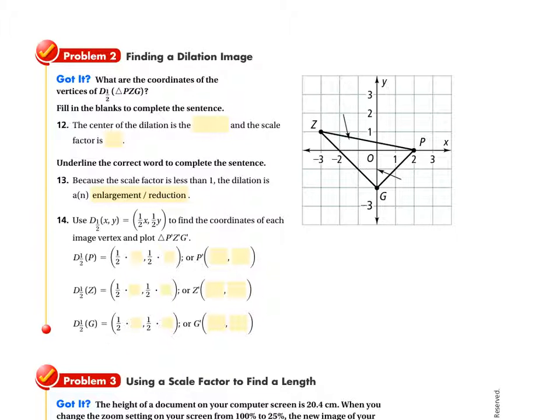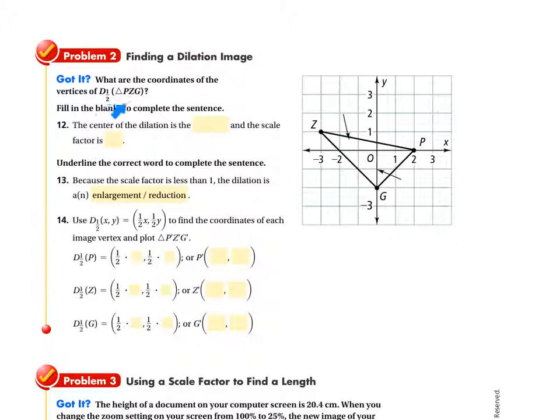And so if I were you, I would write out, and you kind of see what they're doing here, I would write out my ordered pairs for P, Z, and G. And then they want you to answer the center of the dilation is the blank and the scale factor is the blank.